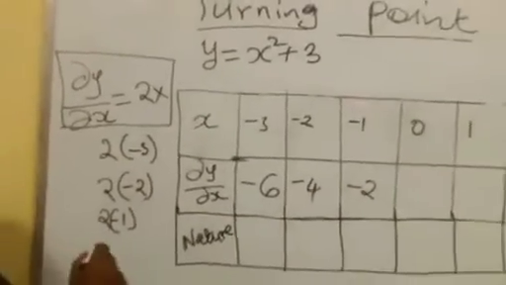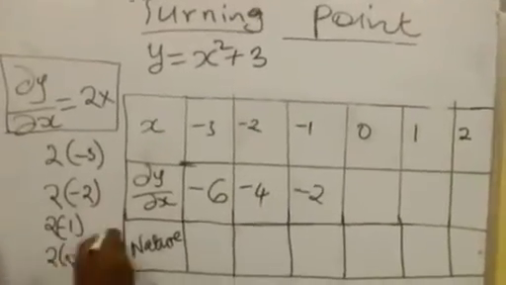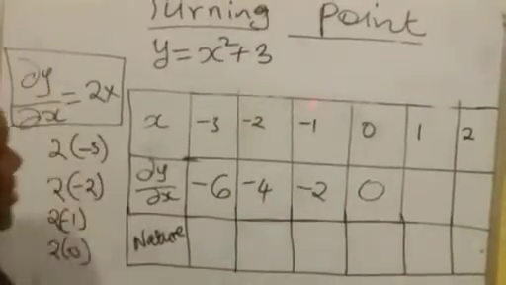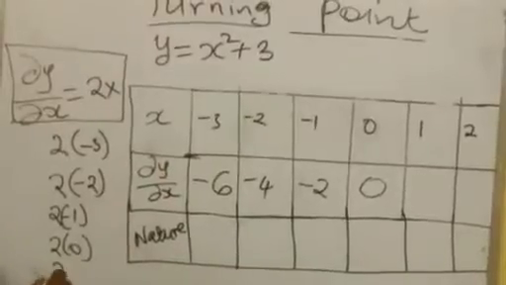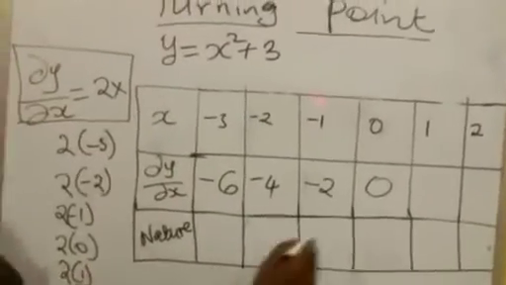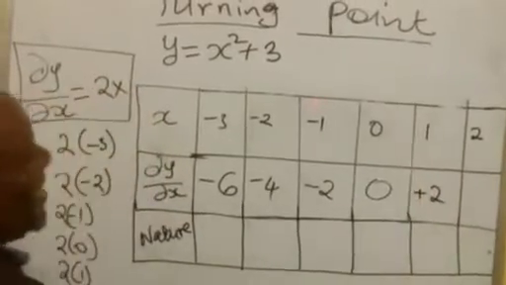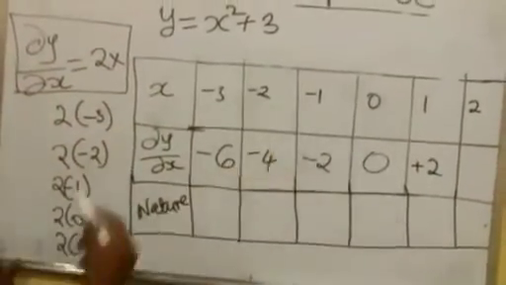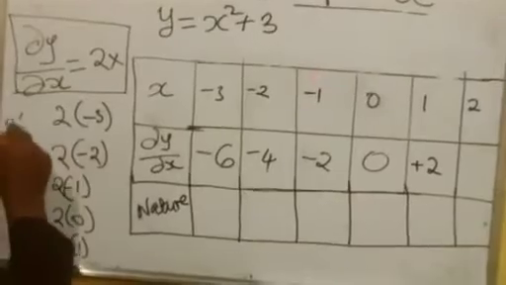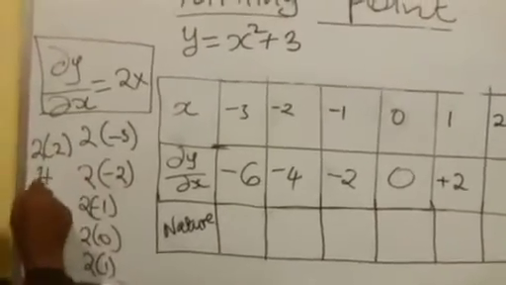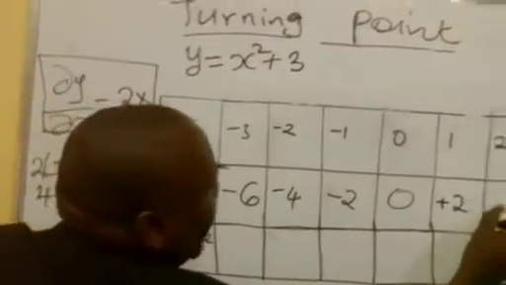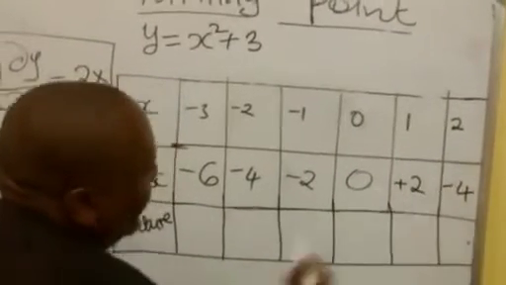Then we are going to have 2 times 0. The gradient here will be equal to 0. Then we have 2 and 1, then the gradient will be positive 2. Then we have the final one, which is 2 and 2. So this one is 4. So the gradient is positive 4.